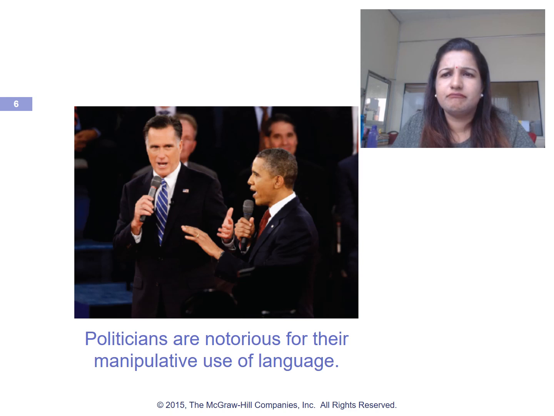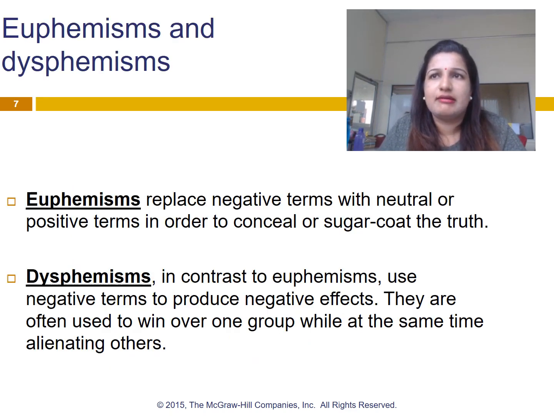Now, let's take a look at one example first before that. Politicians, for example, are very notorious for their use of manipulative language, right? So they can use many of these devices in order to get their needs across. So let's take a look at the first one, yeah? Euphemism. So euphemisms actually replace negative terms with neutral or even positive terms in order to conceal, to cover up, or sugarcoat the truth.